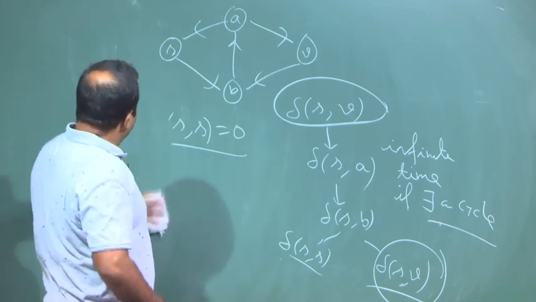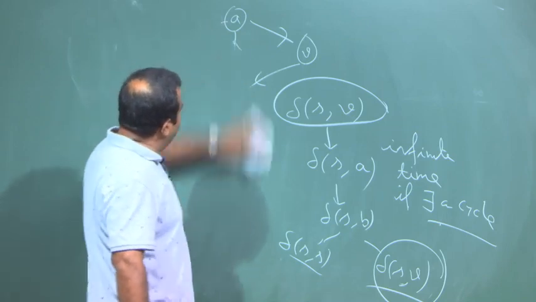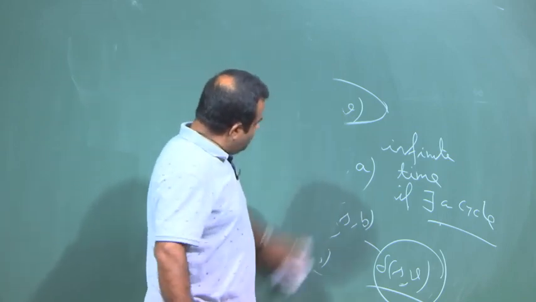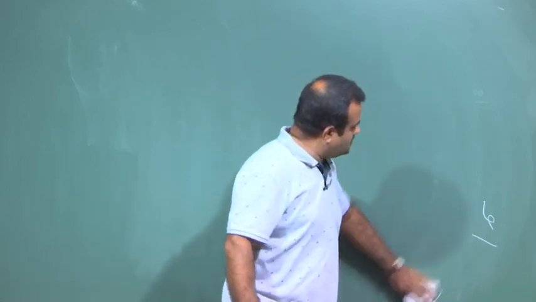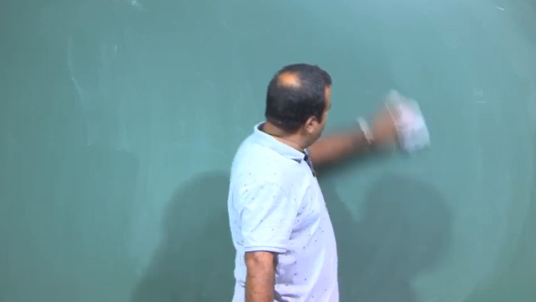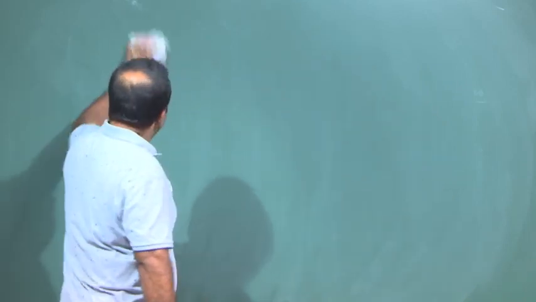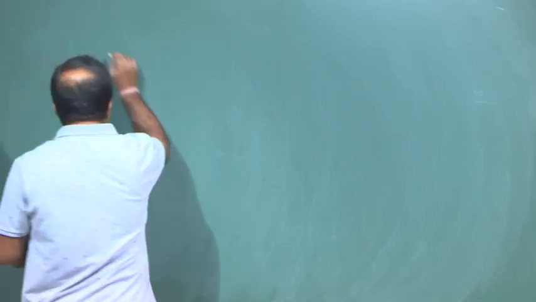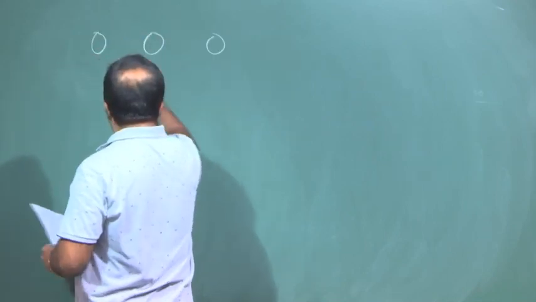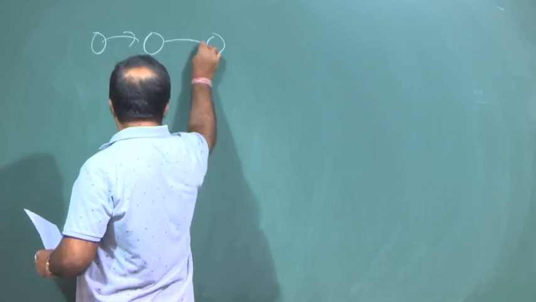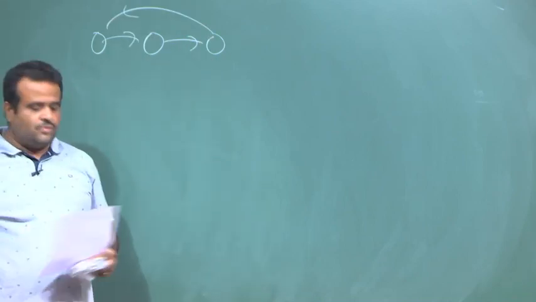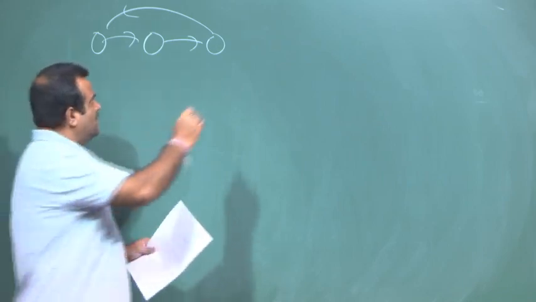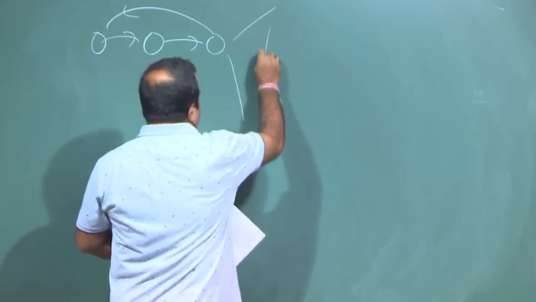We know a technique. Suppose we have a graph with a cycle. Now, how can we remove the cycle from the graph? Okay, suppose we have a graph like this, and there is a cycle. Now, we want to make many versions of this graph.